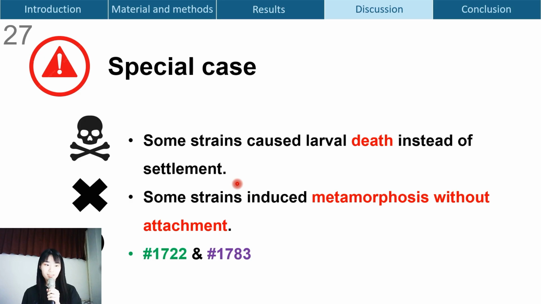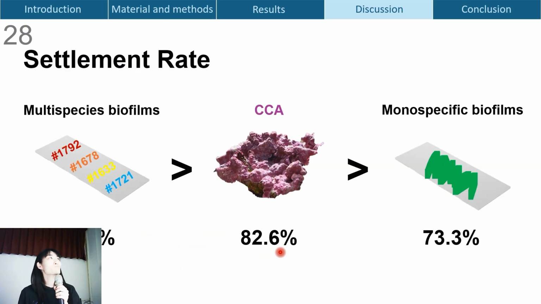And there are some special cases, like some strains cause larval death instead of settlement, and some strains induce metamorphosis without attachment. Of course, some strains induce attachment without metamorphosis. And 7022 and 7083 are very special cases, and we need to know more about their chemical cues. And as for the most important settlement rate result, we now know that multispecies biofilms can produce a very great settlement rate, then the crustose coralline algae, then the monospecific biofilms.